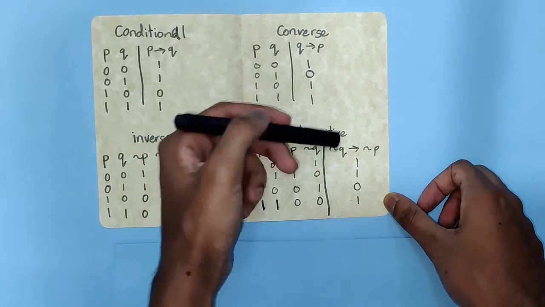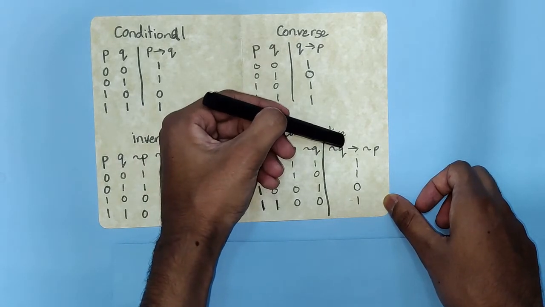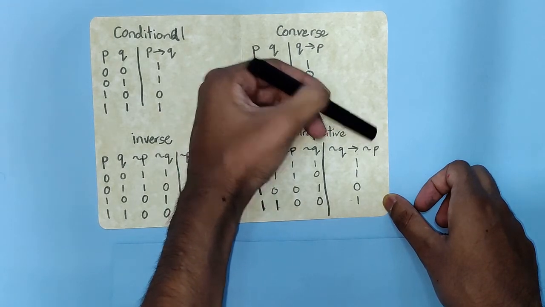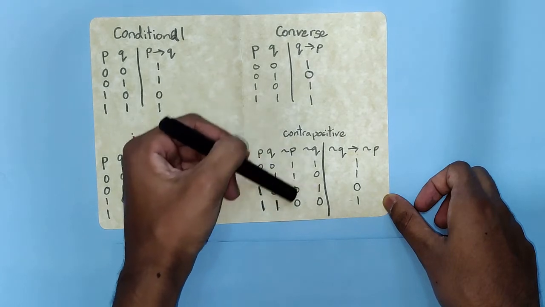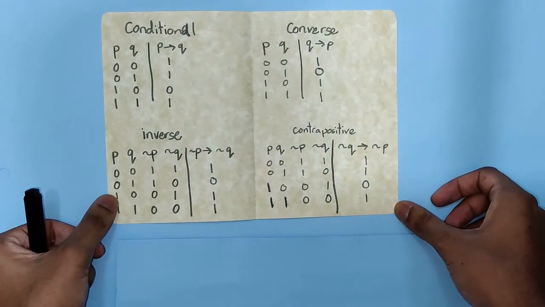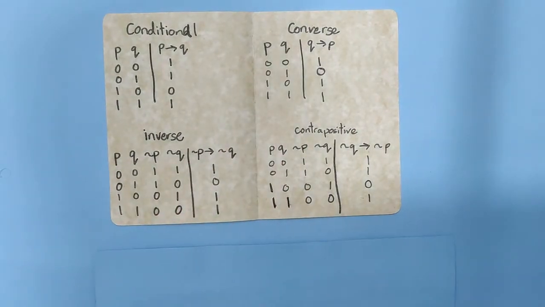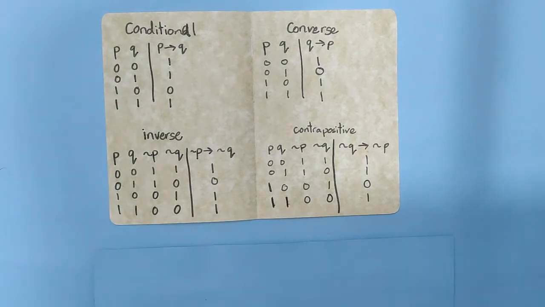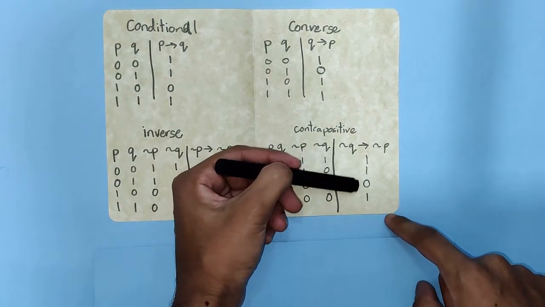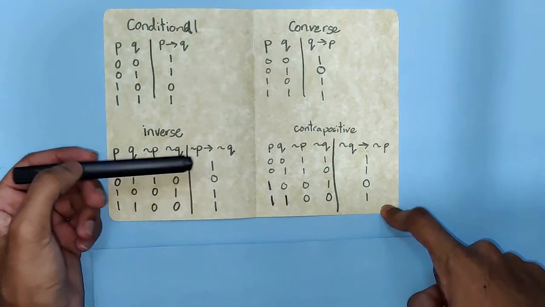For the contrapositive, we have not Q implies not P, so this will only be false when not Q is true and not P is false, when this is 1 and this is 0. So not Q, 1, not P, 0, therefore this is false. And in every other case, it will be true. So these are the standard truth tables for the conditional, converse, inverse, and contrapositive. If we take a closer look at these, we realize something interesting. The output column of the conditional is the same as the output column of the contrapositive, and the output column of the converse is the same as the output column of the inverse.